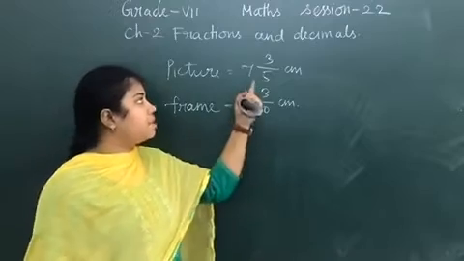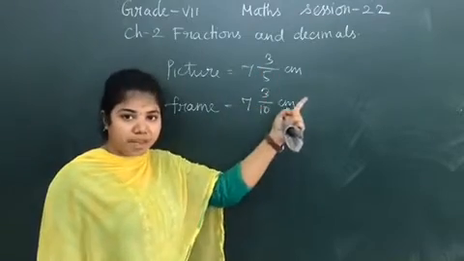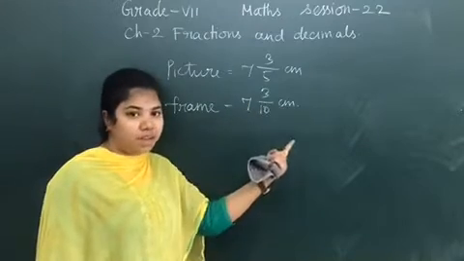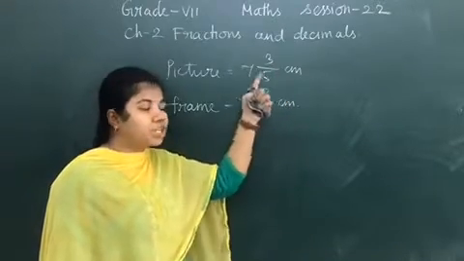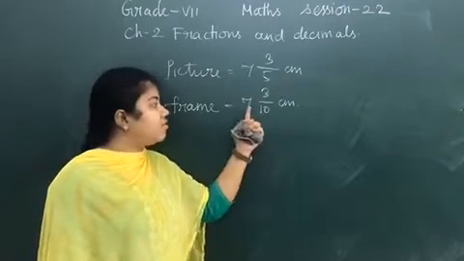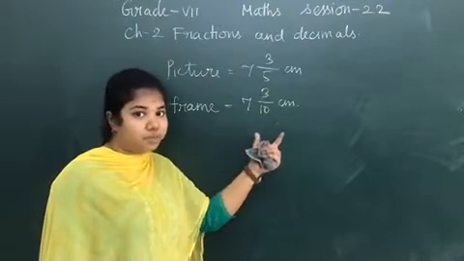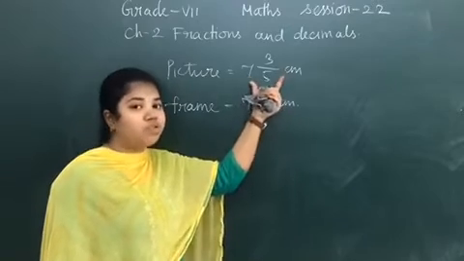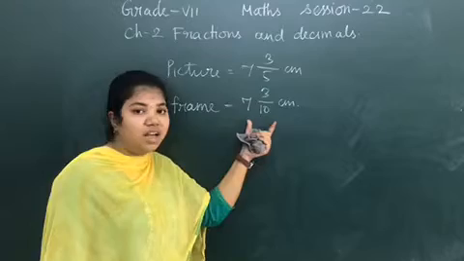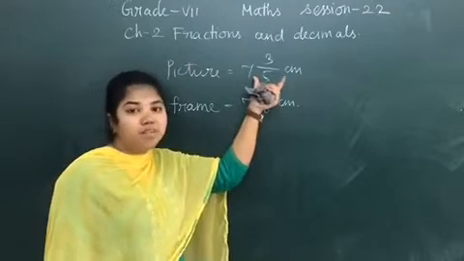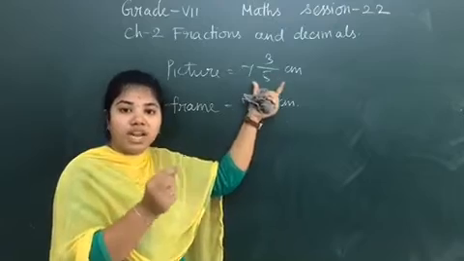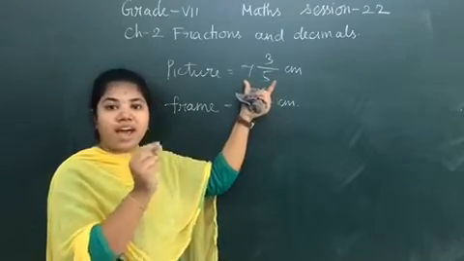Now, there is a picture. The size of the picture is 7/5 centimeter wide and there is a frame. It is 7/10 centimeter. To fit this picture in the particular frame, it should not be more than 7/10 centimeter, which means you have to reduce the 7/5 so that it fits inside the frame. So you are going to trim this picture, which means you are going to cut the picture. For that you need to know how much measurement I have to cut.